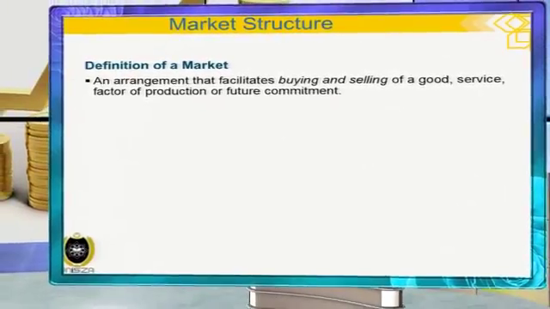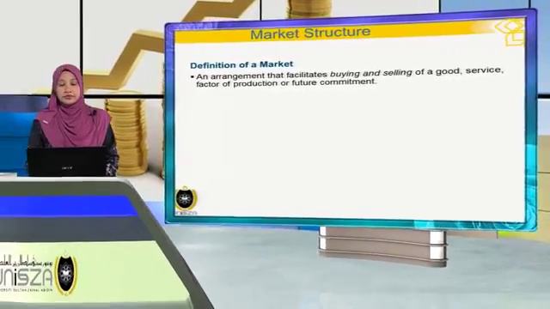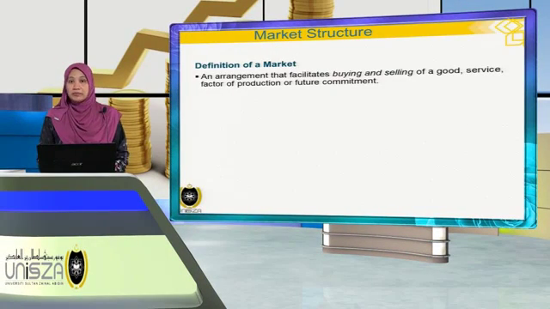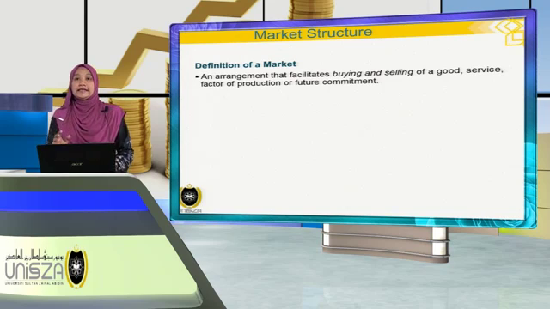Lastly, we go to the market structure, but we will discuss this more in the next chapter. So market structure is the number and size of buyers and sellers in the market for particular goods and services.